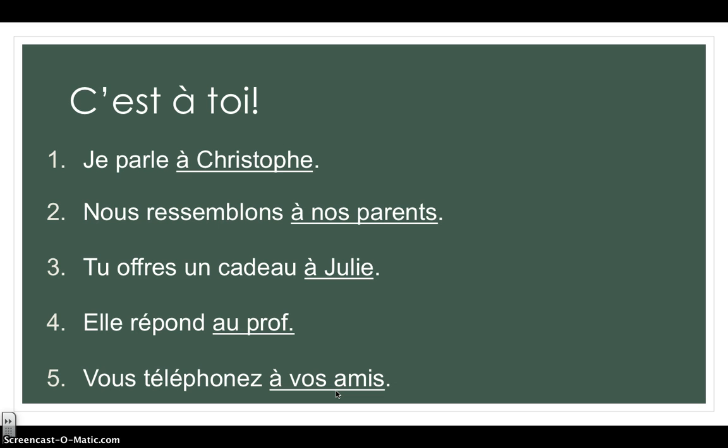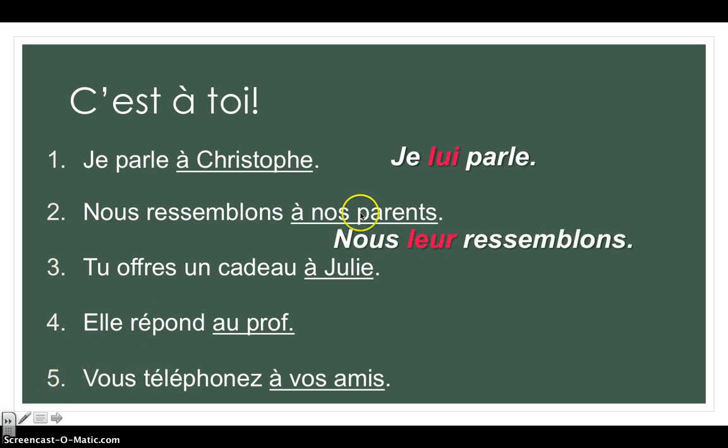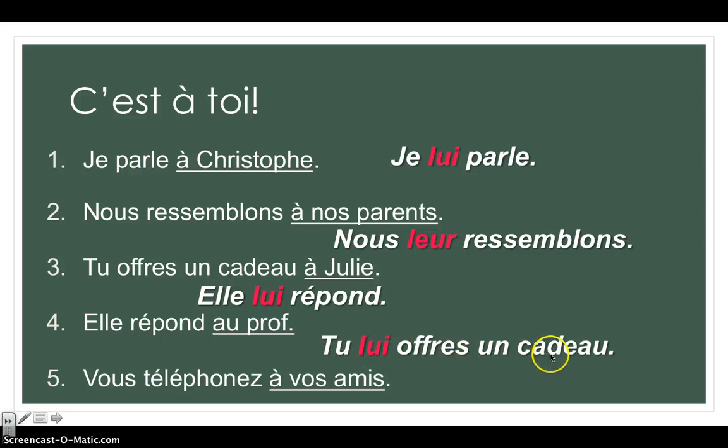Here are some for you to try. Are you paused? Come on. Here we go. Je lui parle is our first one. This is present tense. Nous leur ressemblons. We look like them. See all these à's here? Here's another form of à. Tu offres un cadeau à Julie. Tu lui... Oh, that's not the right answer. Tu lui offres. This one is going to go for numéro 4. Oh, madame. There it is. Tu lui offres un cadeau. And last but not least, vous leur téléphonez. We call them.